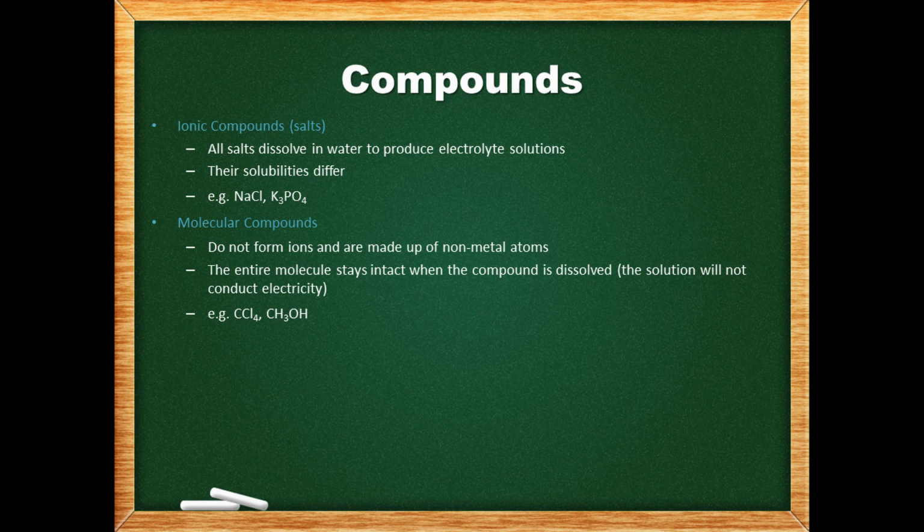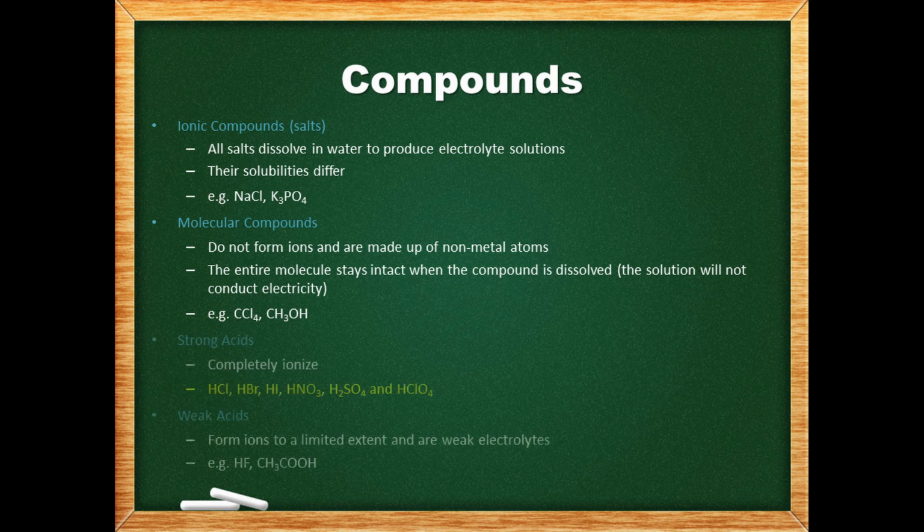Molecular compounds do not form ions and are made up of nonmetal atoms. When the compound is dissolved, the entire molecule stays intact. This means that the solution will not conduct electricity. Some compounds which appear to be molecular do form ions. The 6 strong acids ionize completely in solution, and weak acids also form ions to a limited extent.